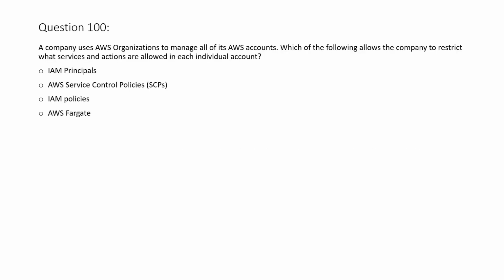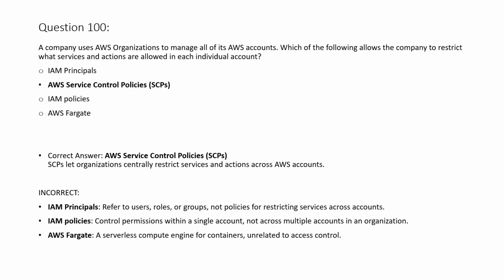Moving into the last question, question number 100. A company uses AWS Organizations to manage all of its AWS accounts. Which of the following allows the company to restrict what services and actions are allowed in each individual account? The options are IAM principal, AWS service control policies, that is SCPs, Amazon policies, AWS IAM policies, AWS Fargate. So the correct answer is AWS service control policies, SCPs. SCPs let organizations centrally restrict the services and actions across AWS accounts.